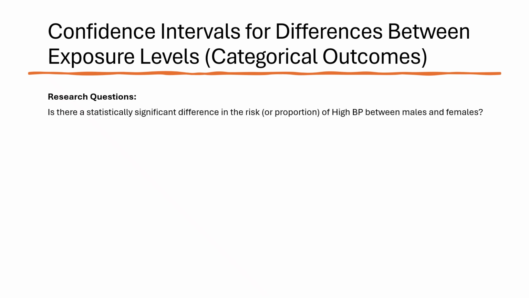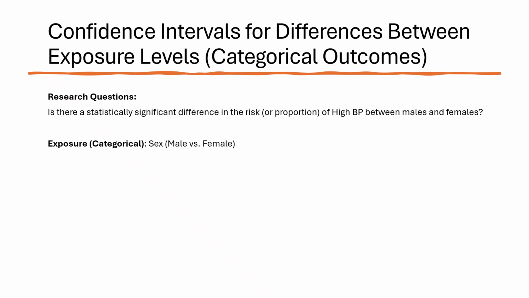In some cases, it might make more sense to have your outcome in a categorical variable. For example, we might have a research question which asks, is there a statistically significant difference in the risk of high blood pressure between male and female? In this case, the risk of high blood pressure is a categorical variable because it will be the proportion of high blood pressure. And then we will be comparing the proportions instead of the actual continuous systolic blood pressure.